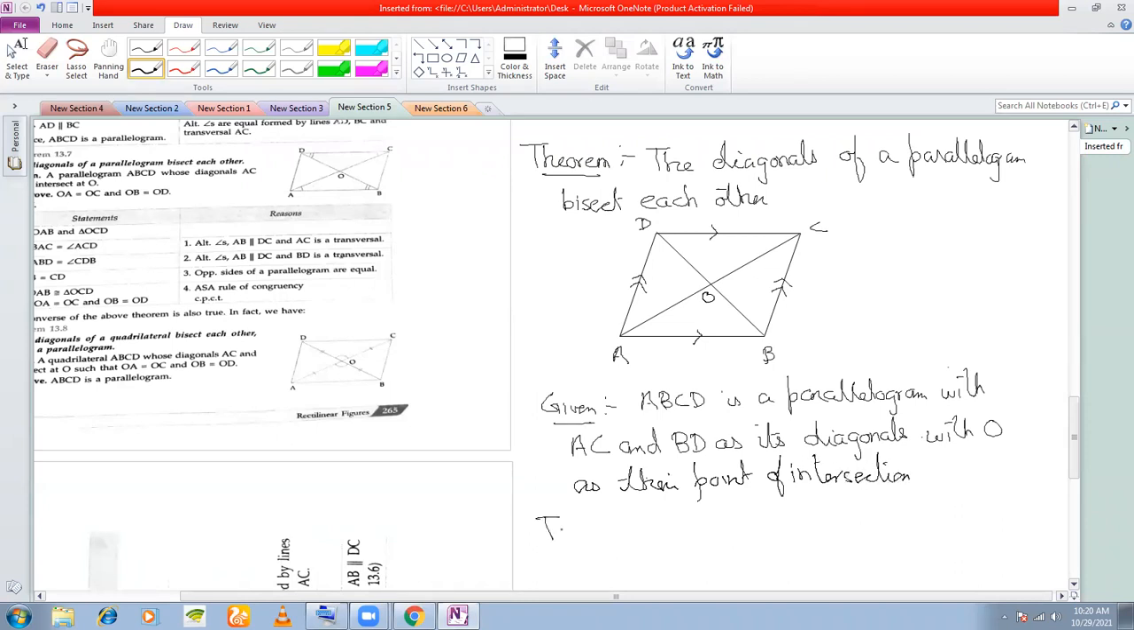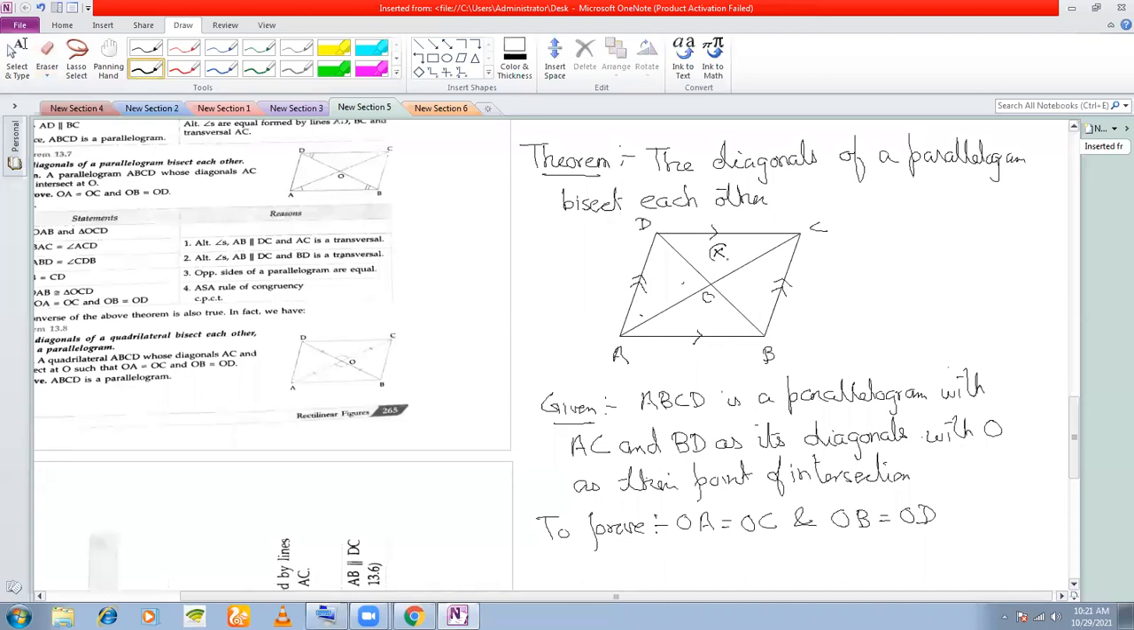Okay, now to prove. What do you need to prove? That the diagonals bisect each other. What does it mean? You need to prove that this length OA is equal to OC, and also you need to prove that this length OB is equal to this length OD. That is what you need to prove. So now we shall start the proof. So first of all, let's see how to do the proof here.